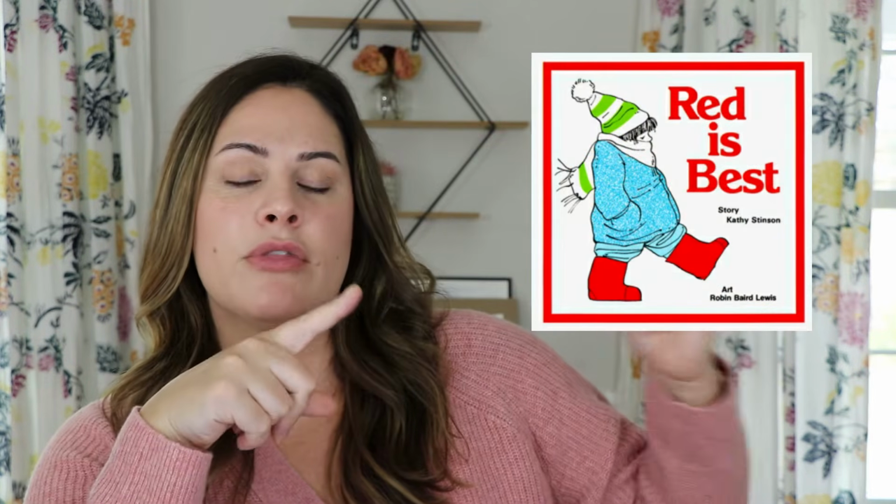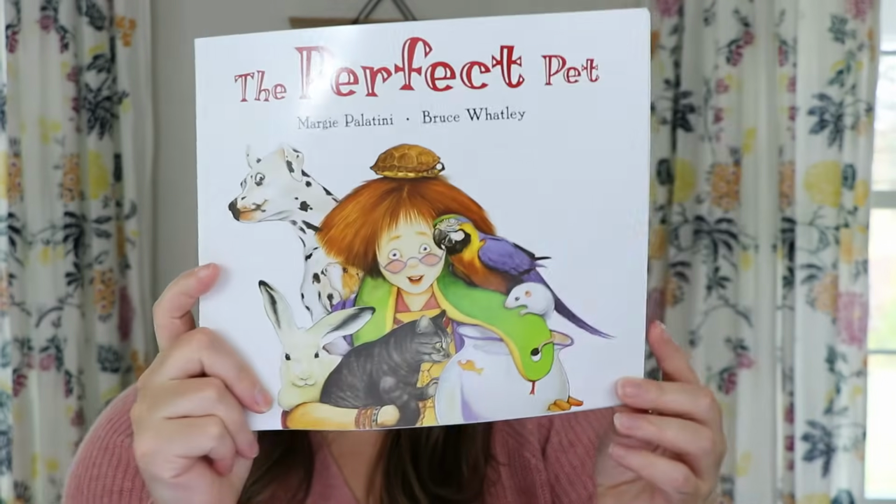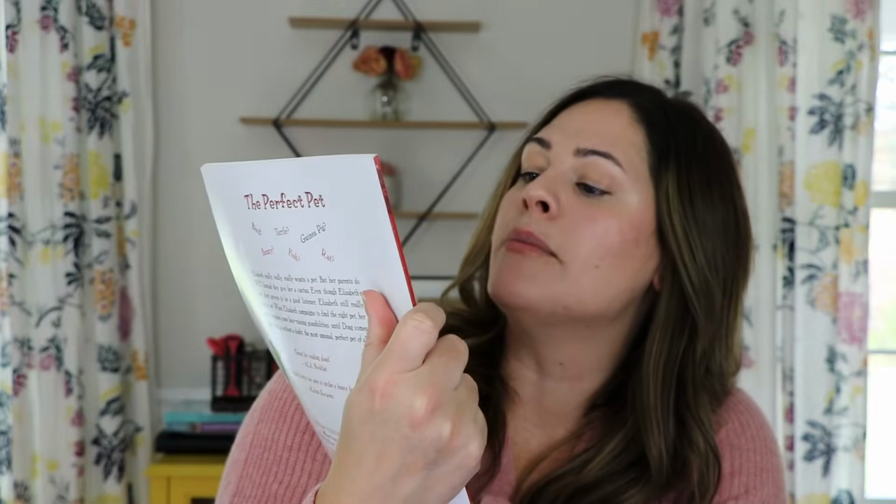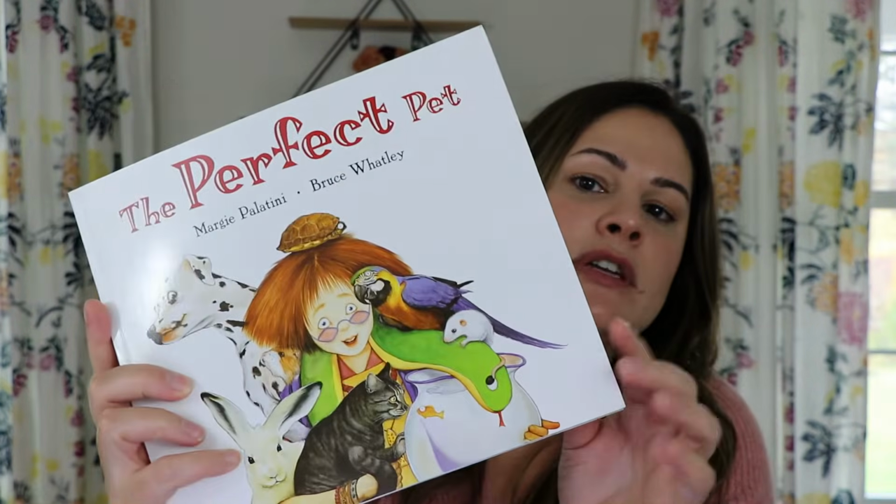Very quickly on day 2, we start talking about providing reasons for your opinions. And we do this because it helps the listener and the reader understand your opinion a little bit more. And there are 2 mentor texts that I like to use when I am teaching this skill right here. So Red is Best, I'll throw that up right here, that is one. And the second one I like to use is called The Perfect Pet. This is by Margie Palatini, The Perfect Pet.